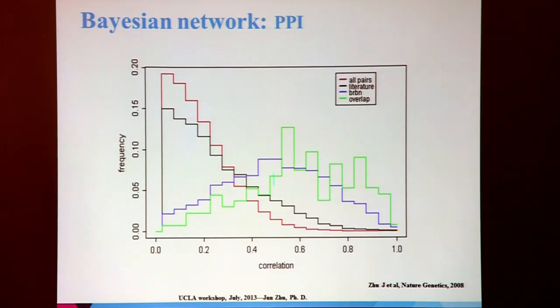But if you intersect this with the Bayesian network and the literature network, which only had the yellow line, we see this yellow line is much better than the black line. So the goal is how we can capture this useful information.